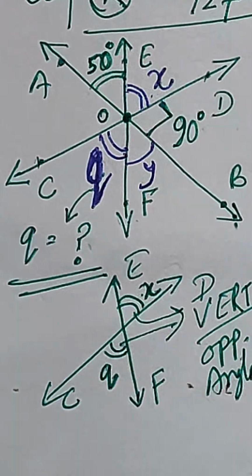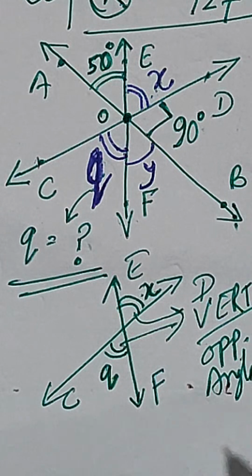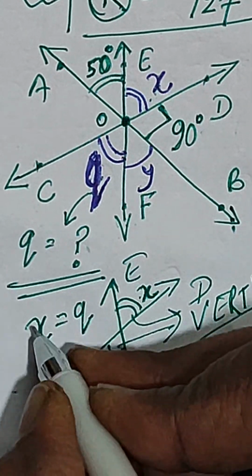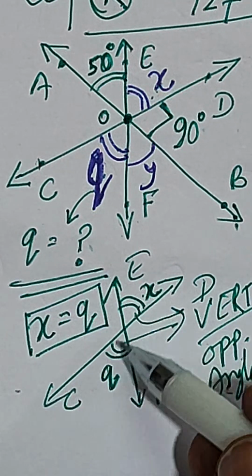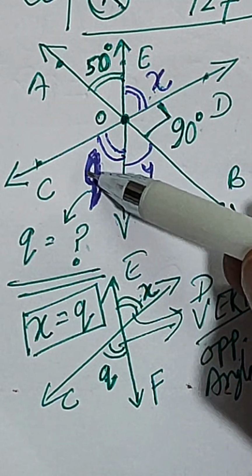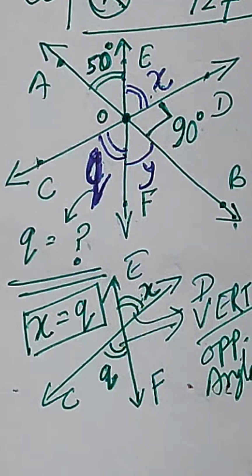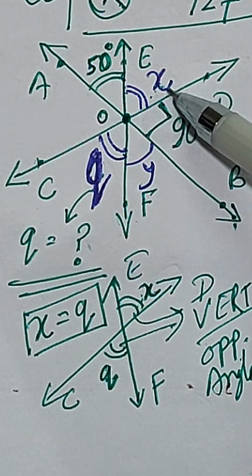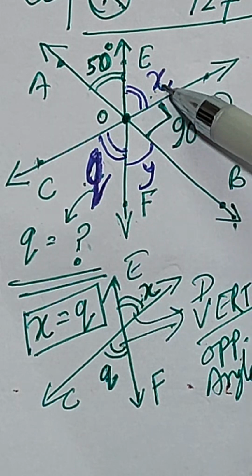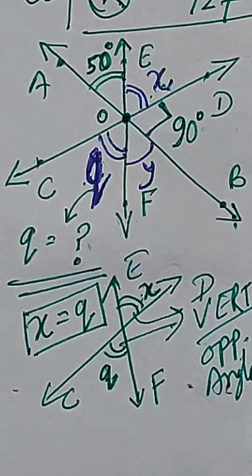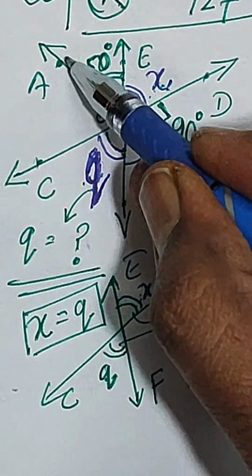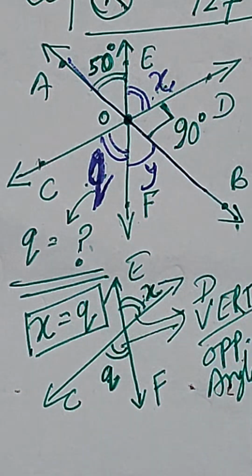From here we can say that X is equal to Q, being a vertically opposite angle. So if X is equal to Q, then definitely if you know the value of X, Q is known to you. How are we going to calculate X? It's very simple. You can see AB is a straight line.